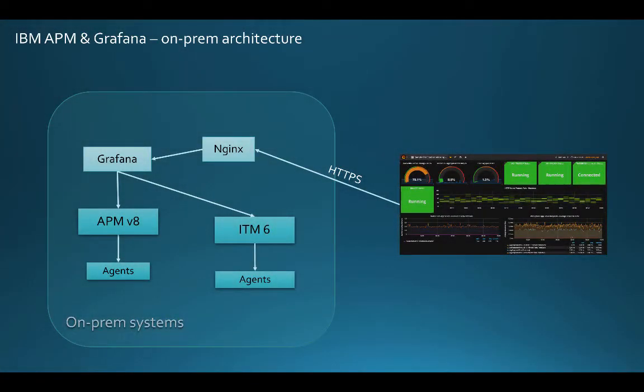Here you can see the basic data flow for Grafana installed on-prem close to APM monitoring servers. It is recommended to access Grafana server through the Nginx reverse proxy. The reason is explained in the plugin documentation.